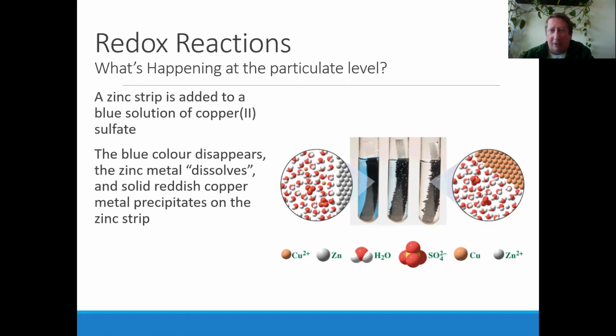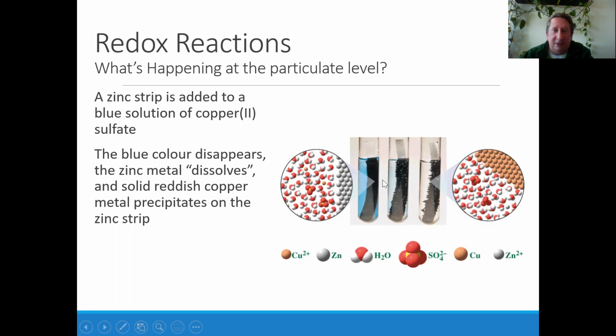Feel free to pause the video, by the way, as you need in order to take down your notes. So let's consider a very common chemical reaction, one that most students have seen at some point. We've got a test tube, if you look at the picture for a moment, a test tube with a blue solution of copper sulfate, copper 2 sulfate.